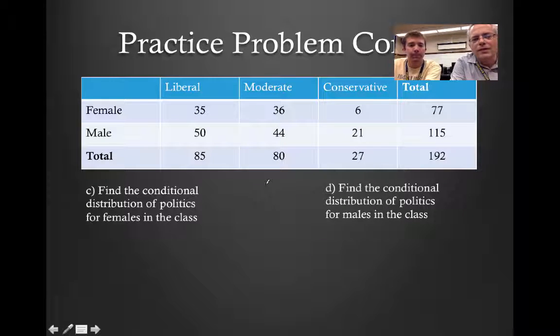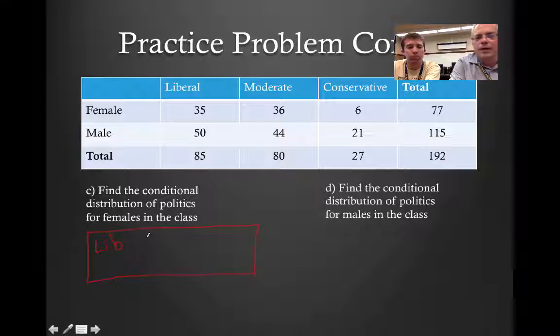It says, find the conditional distribution of politics for females. So we should start by writing down the categories for politics. If we're finding the distribution of politics, we need its categories. So the first category is liberal.